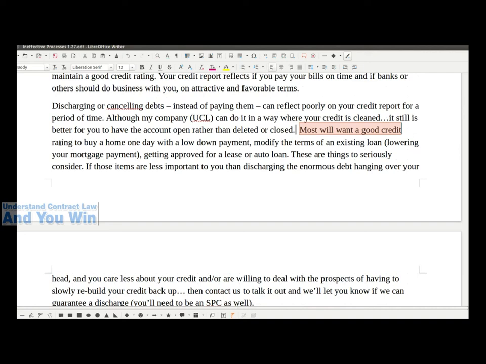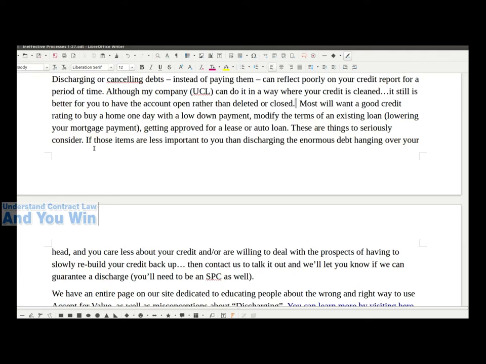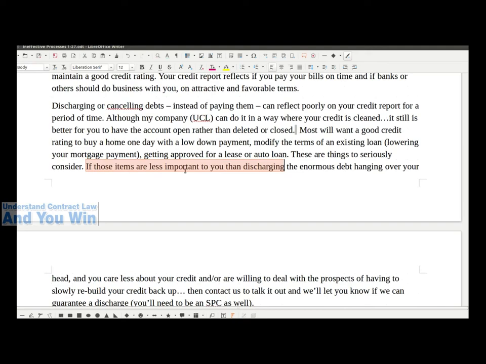Most will want a good credit rating to buy a home one day with a low down payment, modifying the terms of an existing loan, like lowering or modifying your mortgage payment, or getting approved for a lease or an auto loan. So these are things to seriously consider if you're in a position of possibly needing the best possible credit, especially with the timing. I'm not saying don't discharge the bills ever. I'm just saying look at the timing and look at what's the most important to you.